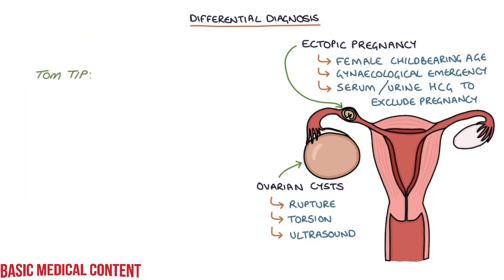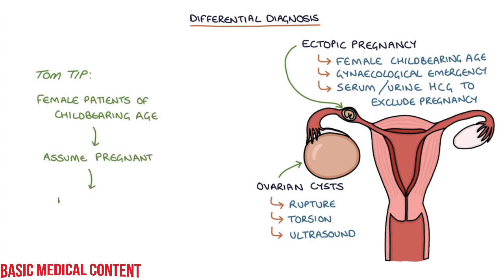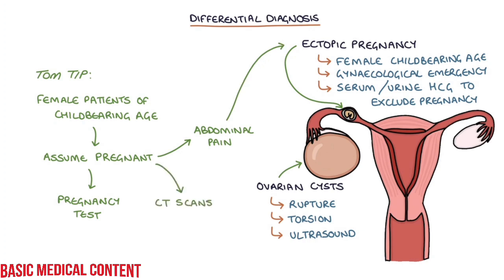A Tom tip for you: when seeing female patients of childbearing age, assume they are pregnant until proven otherwise with a pregnancy test. This is especially important in patients with abdominal pain where an ectopic pregnancy is a key differential diagnosis, or where you're requesting CT scans or X-rays. A serum human chorionic gonadotropin, or HCG, is typically part of the normal abdominal pain blood panel when you're clerking patients in A&E.